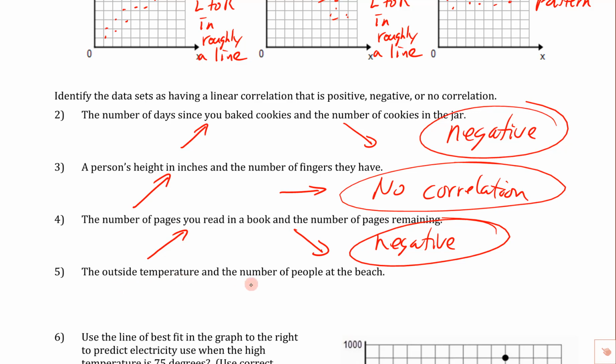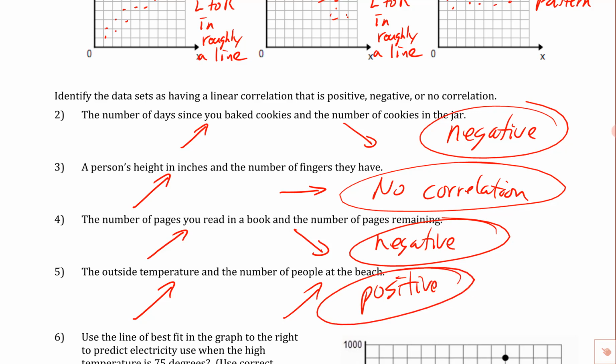And outside temperature and the number of people at the beach. So as the temperature goes up, what happens to the number of people at the beach? Well, people like to go to the beach when it's warm. They don't like to go when it's cold. So as the temperature rises, more people would head to the beach. So that's going to be a positive correlation. So we'll go ahead and circle those.